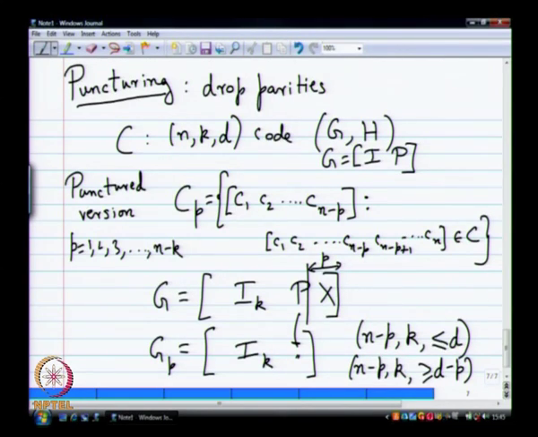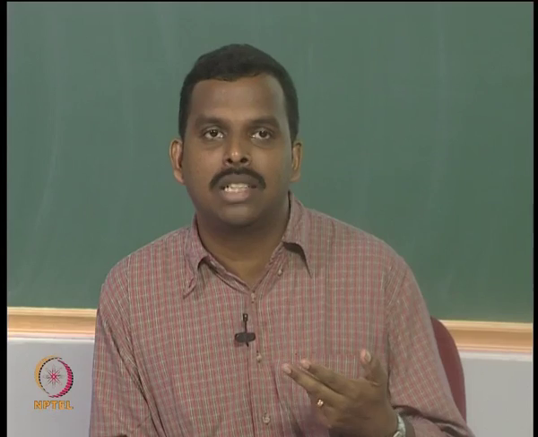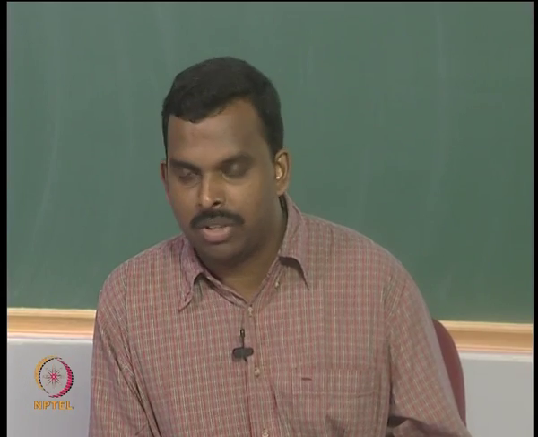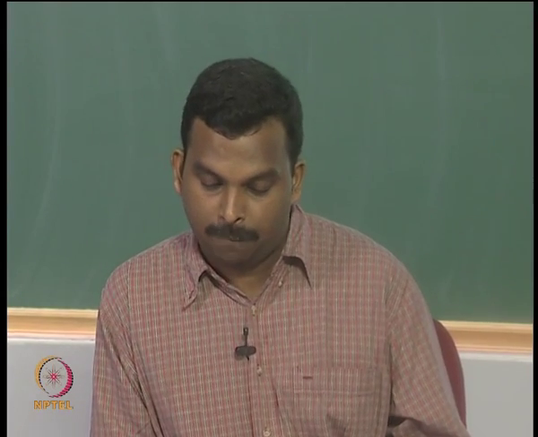So the intuitive argument is, in the original code, there will be some codeword with minimum weight d. When that gets punctured, p bits are dropped. The worst case that can happen to you is all p were 1 in the last p bits, and in that case it will be d minus p. In any other case you are not at a disadvantage, so it cannot be worse than this: greater than or equal to d minus p. Okay.